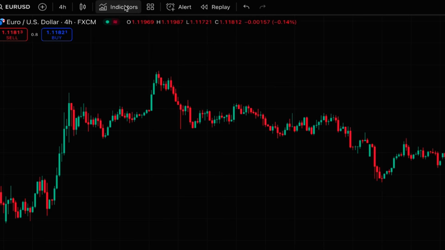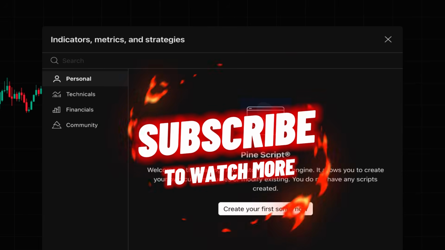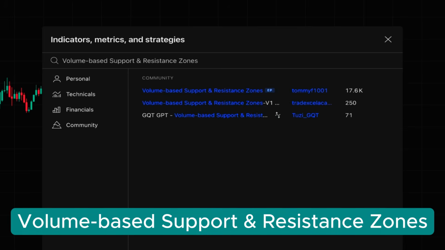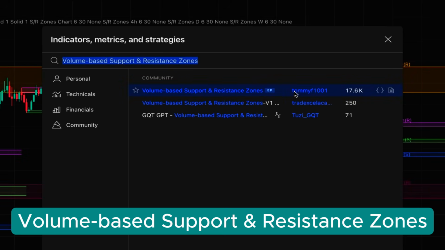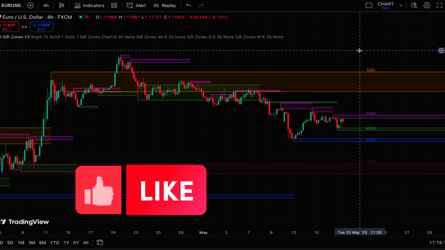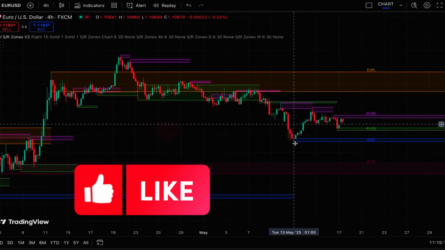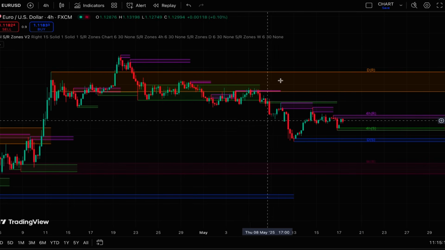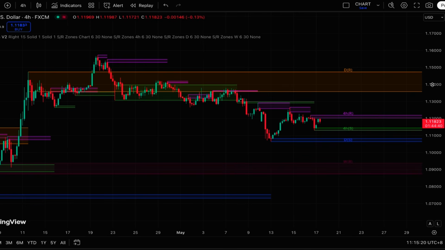Here we click on indicators and we search volume-based support and resistance zones. This one is an editor's picks indicator and written by Tommy F1001. When you click on this, the indicator will add some horizontal support and resistance levels to your chart. Before adding the indicator, for the scaling of the chart, try to increase or decrease it a little bit, so later when you add the indicator, your chart will not be contracted.